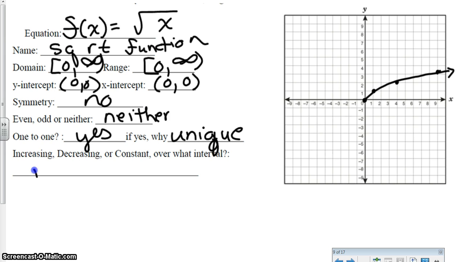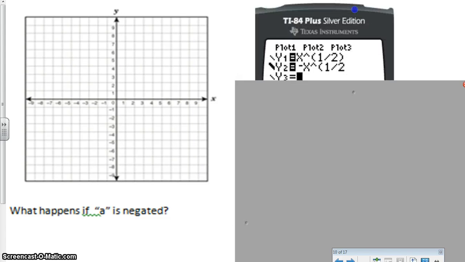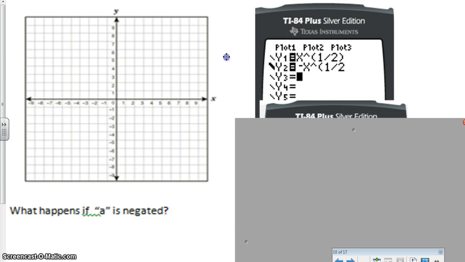And of course this one is increasing across the domain of 0 to infinity. All right, what happens if A is negated? Notice that we talked about this earlier. Let's go ahead and put square roots in as raised to the power of 1/2. Stop the video.